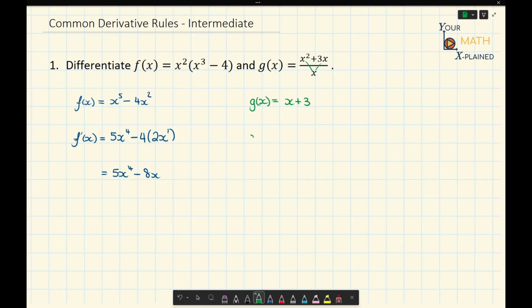To differentiate g of x, that would be g prime of x, the derivative of x. So x is just x to the power of 1, which means using the power rule, this is going to be 1 times x to the power of 0. And we know that the derivative of a constant is 0. So therefore, g prime of x is equal to 1.